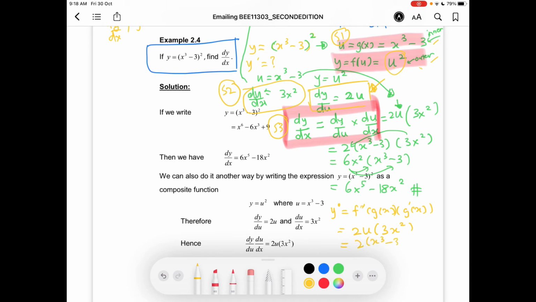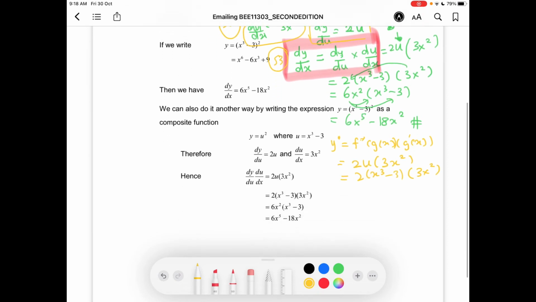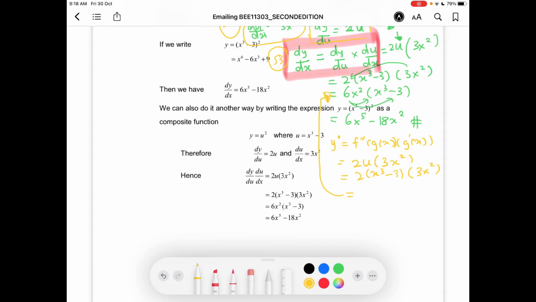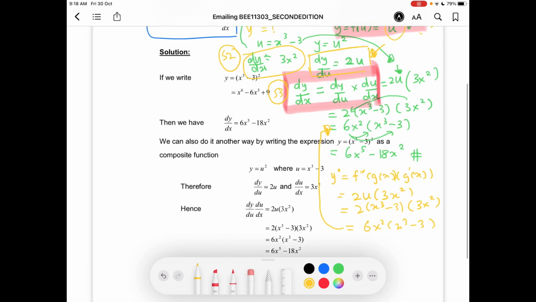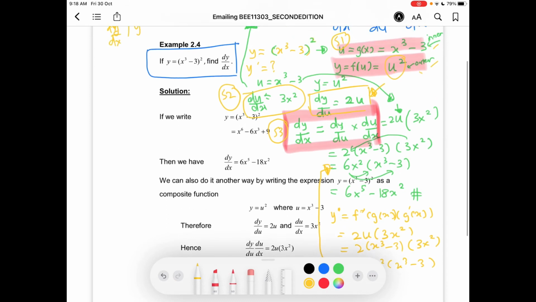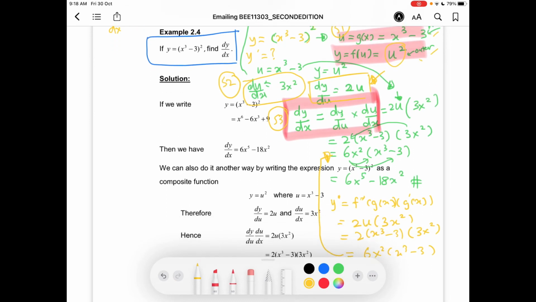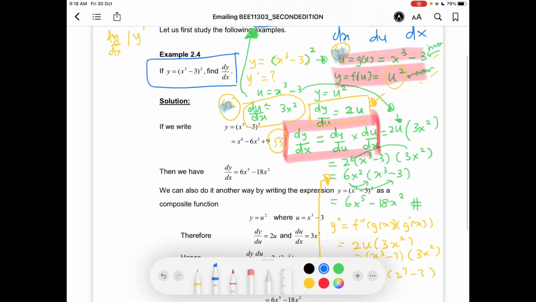Okay, so 2u x cubed minus 3. This is 3x squared. Okay, and the solution is following the previous one here. Okay, 6x squared times x cubed minus 3. So you can pick either one to choose, so long that you still need to do step 1 and step 2. Step 1 here and step 2 here.